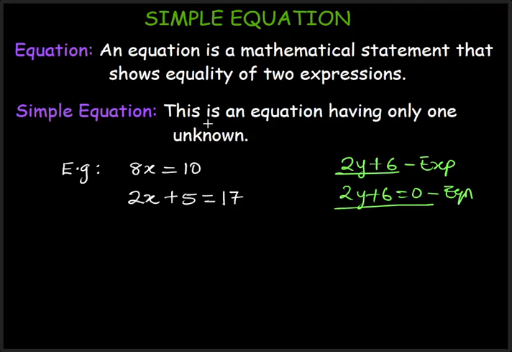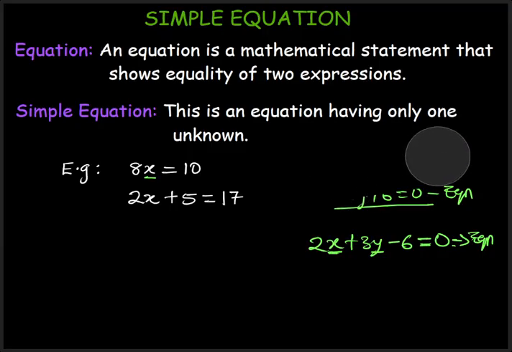A simple equation is an equation having only one unknown. Only one unknown. For example, you see only x is here. Now, if we have an equation that has 2x plus 3y minus 6 equal to 0, this is still an equation because it carries equality. But this is not what we are looking at, because this one has two different unknowns. It carries x and it carries y. So this is not a simple equation. So simple equation is an equation that has only one unknown. That's what we'll be looking at.